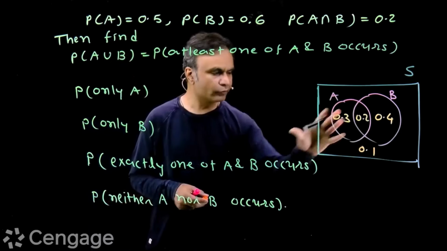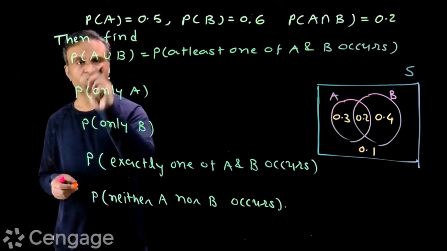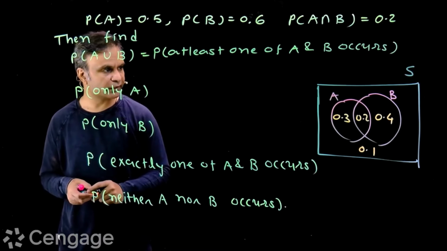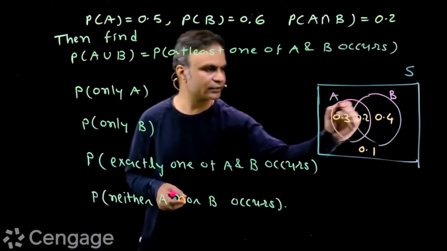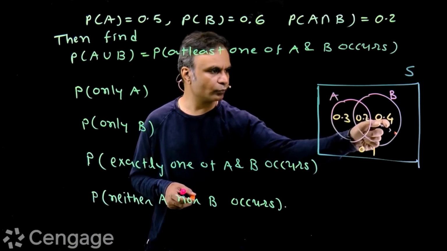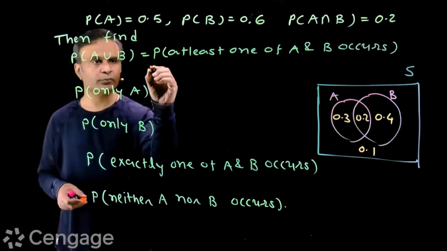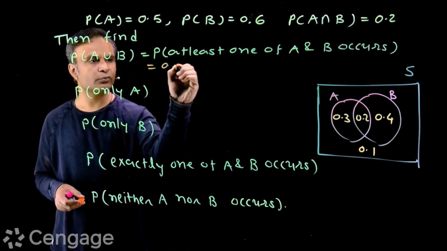Now using this Venn diagram we can answer these questions very easily. Like here we have probability of A union B. A union B is the region of sets A and B. In this we have values 0.3, 0.2, 0.4. The sum of these values is 0.9. So probability of A union B is 0.9.